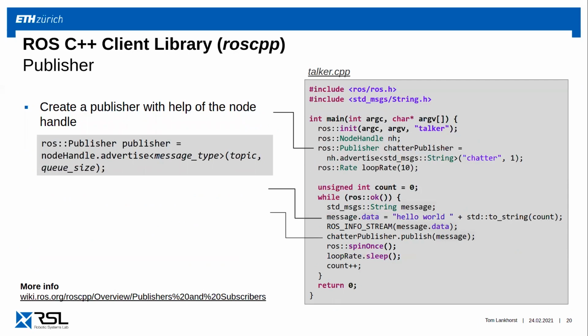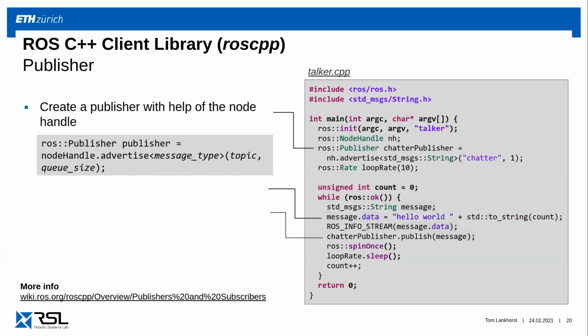Now, complementary to the subscriber is the publisher. The publisher is the way to publish messages on a topic. Again, we see that we have to initialize the node with the typical ros::init call, and we set up a node handle, nh in this case. Then we create a so-called ROS publisher, and we do that by calling the advertise function on the node handle. So instead of subscribe, we use advertise here.